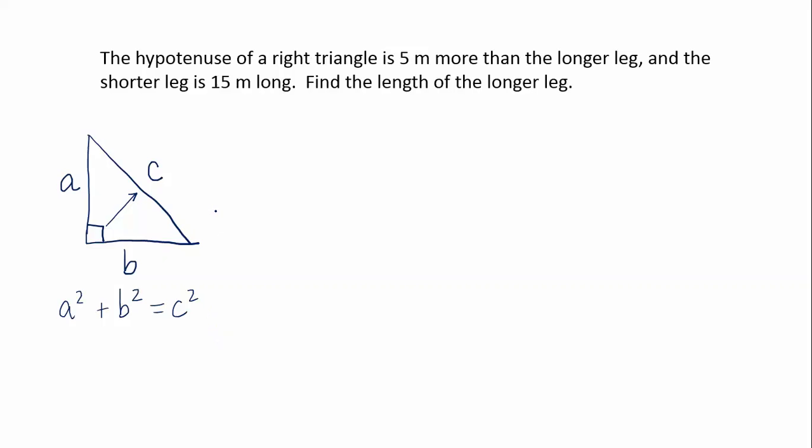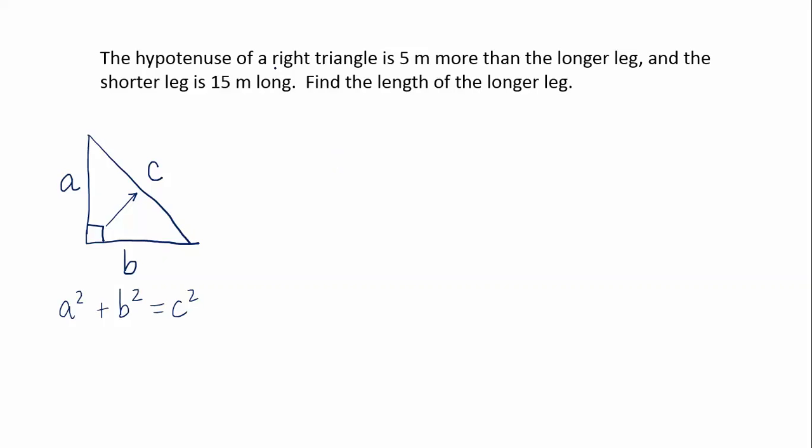The hypotenuse of a right triangle is 5 meters more than the longer leg, and the shorter leg is 15 meters long. Find the length of the longer leg. So when we read an application problem, we often read it several times, and each time we're getting different information from it. The first time we read through it, we're looking for the general context.